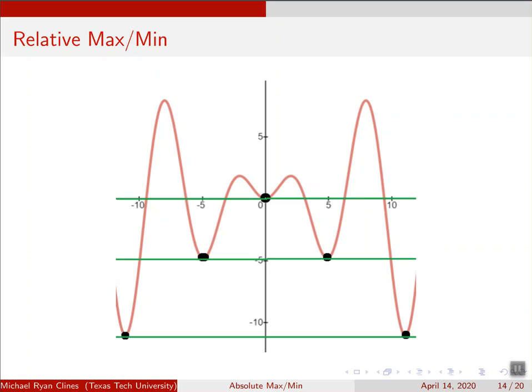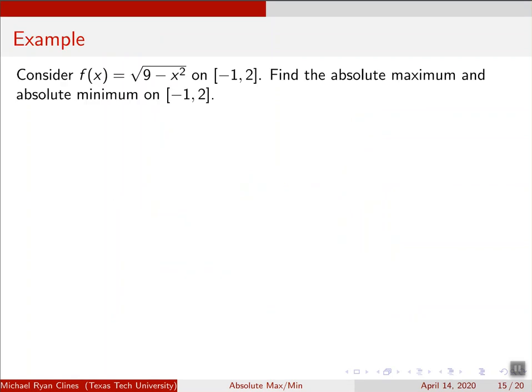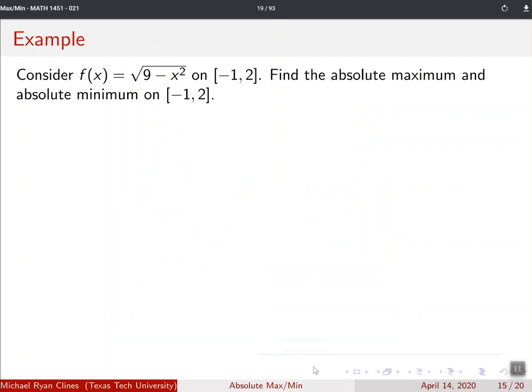Now, that sounds like a whole lot of work, especially when you're looking at this graph. Because when you're looking at a graph, just eyeball it. But what if you don't have a graph? What if you're in this situation where we are just given a function f of x and we are told to find the absolute maximum and the absolute minimum?